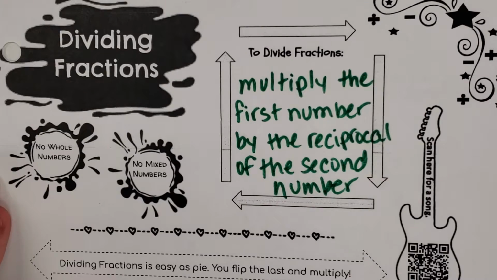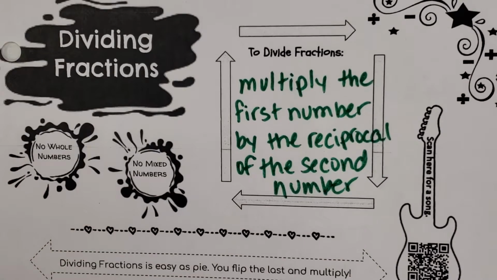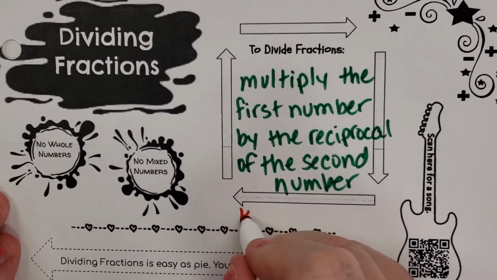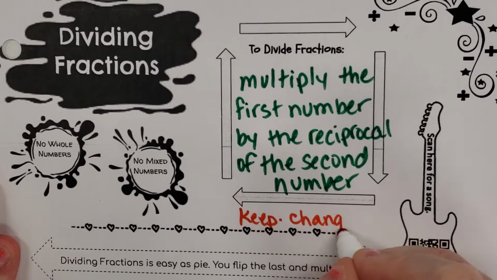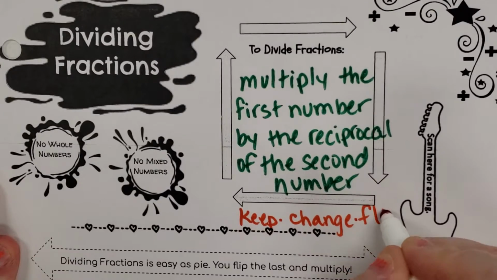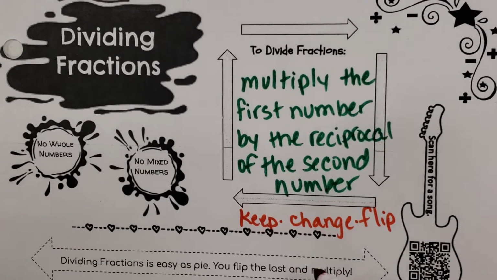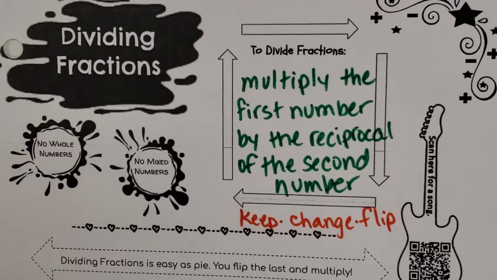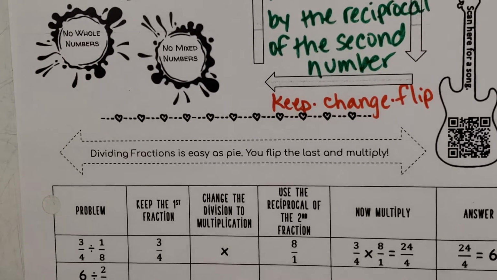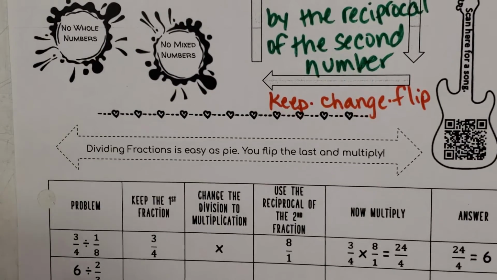We call that a lot of times keep, change, flip, and you may have heard that from elementary. That means keep the first number, change the division to multiplication, and use the reciprocal of the second. One little phrase that was taught to me many, many years ago is dividing fractions is easy as pie. You flip the last and multiply.